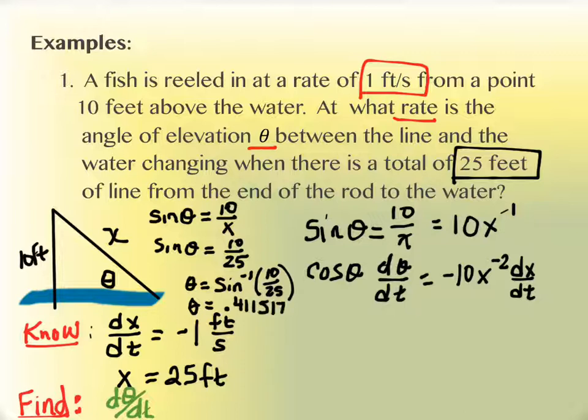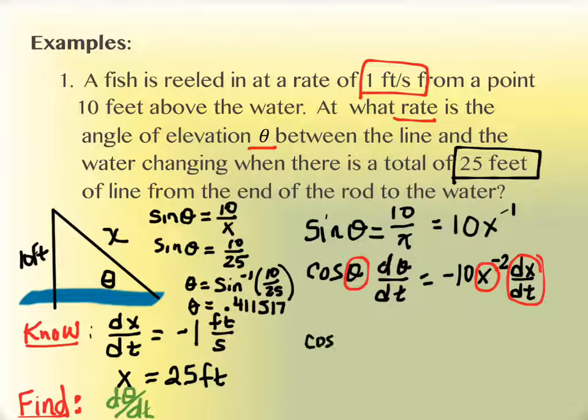0.411517. Okay, 0.411517. Are we all good with that? Okay, so now I have an angle measure, I have a theta. So over here in my problem, I know theta, I know x, and I know dx/dt, which means I can find dθ/dt.